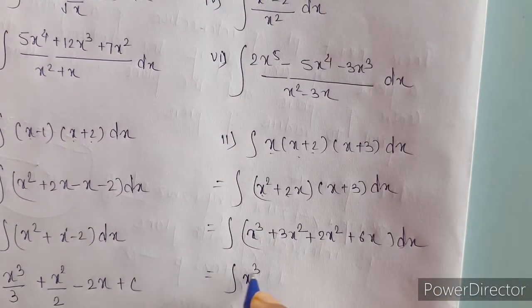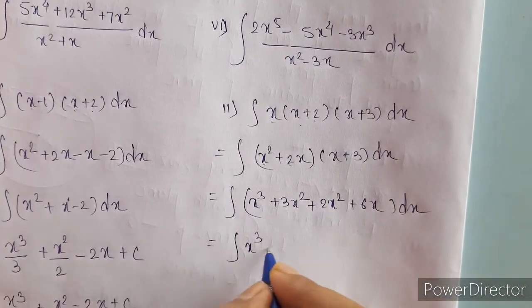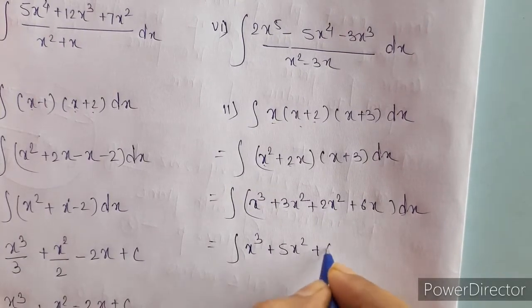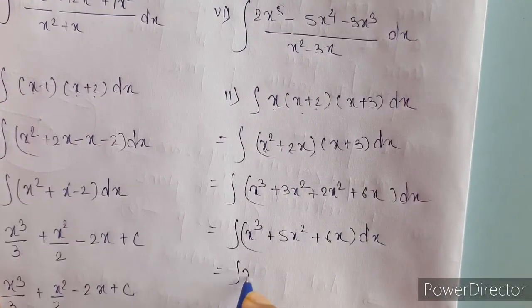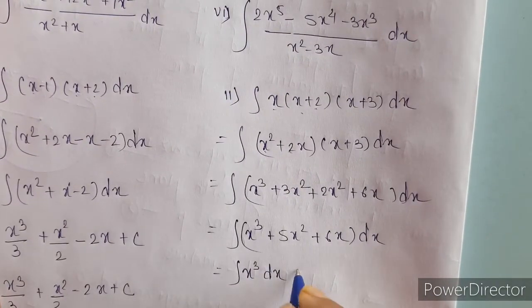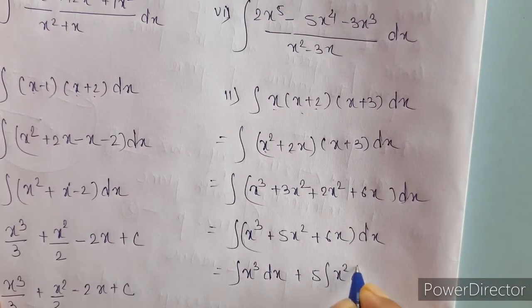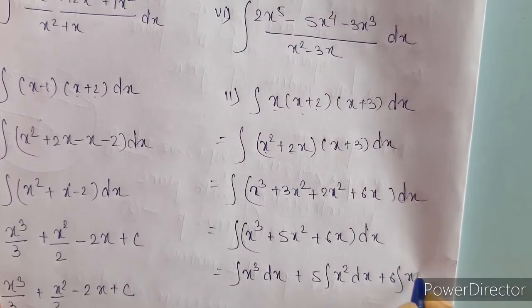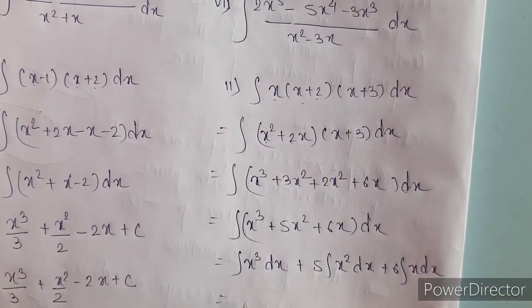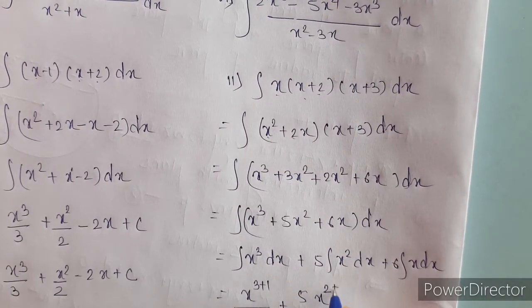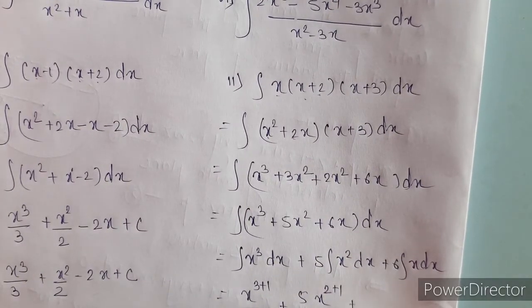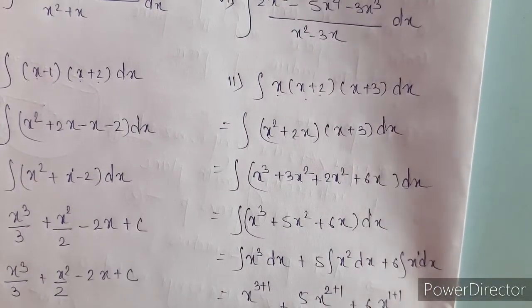So we can again write this as x cube, 3x square plus 2x square, 5x square plus 6x with respect to x. So here this is integral of x cube with respect to x, 5 is a constant, integral of x square, plus 6 is a constant, integral of x. And we know that integral of x cube is x to the power 3 plus 1 by 3 plus 1, plus 5 is a constant, integral of x square is 2 plus 1 by 2 plus 1, plus 6, power is 1. So this is 1 plus 1 by 1 plus 1 plus constant.